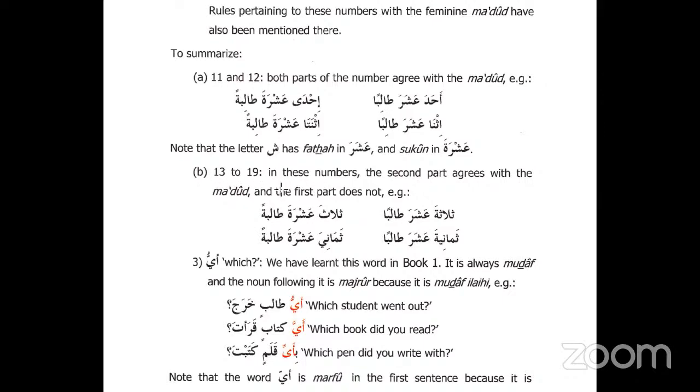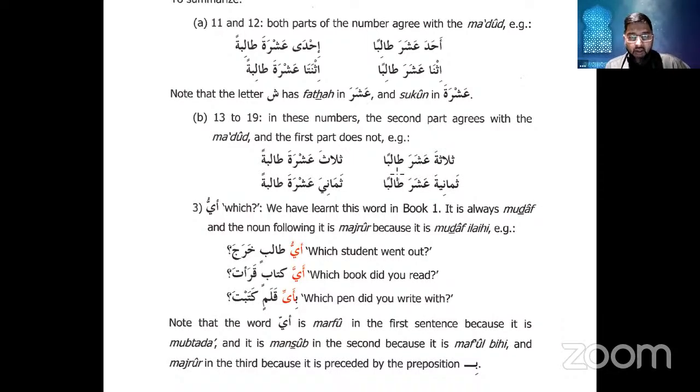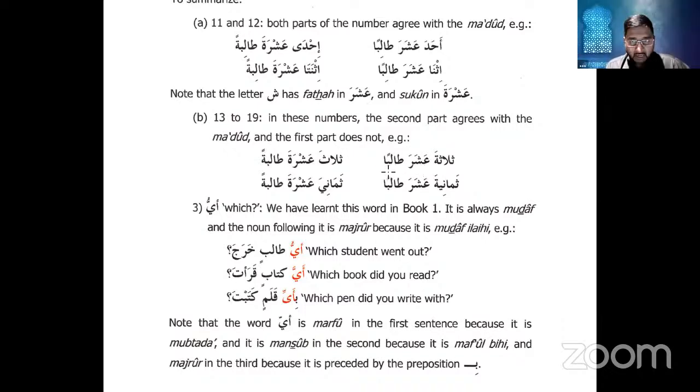B, 13 to 19. In these numbers, the second part agrees with the ma'dud and the first part does not. Example, thalathata ashara taliban. So let me explain. ثلاثة عشر طالبا. What happens from 13 to 19, you will see that the first number, which is the unit, ثلاثة is the unit, ashara is the tens. So the tens will correspond to the ma'dud. So the thing which is being counted, they will correspond to each other.